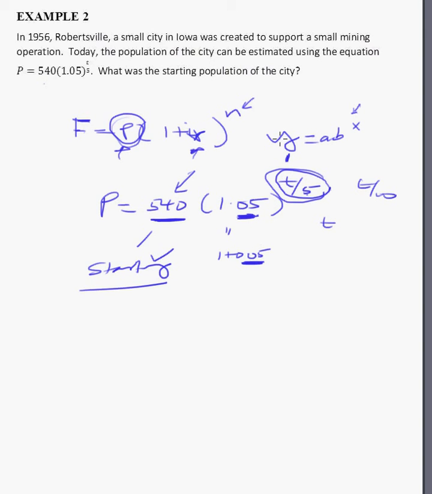Right? So let's go back and take a look. So what was the starting population of the city? Well, starting population is simply 540. So therefore, the starting population is simply 540, and that's it. So this problem you don't have to do any calculation. You just have to look at the answer and just move on.